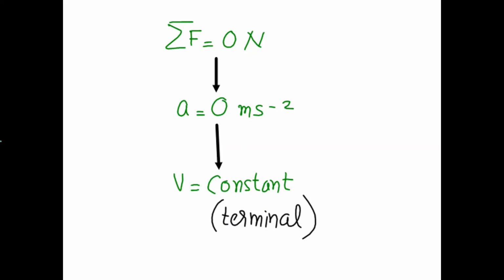When resultant force is zero, acceleration is zero. This is a concept which I told you last time, that comes in every paper. When resultant force is zero, acceleration is also zero. Object will be moving, but at constant speed. You have to copy this.